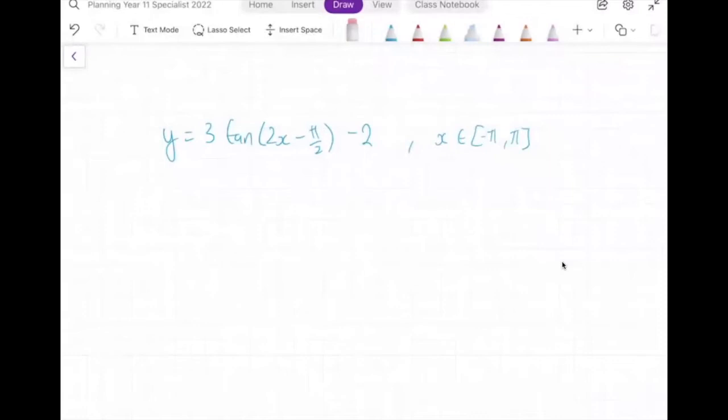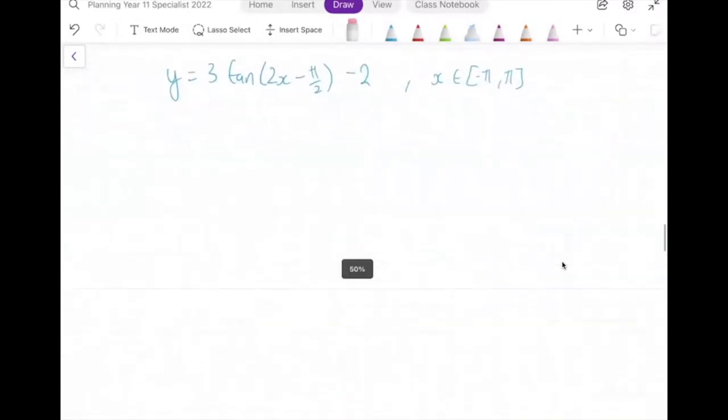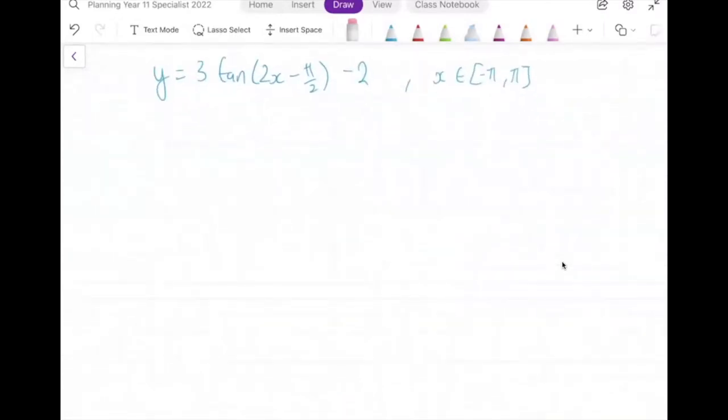So here's my function. I've chosen a little bit of a more challenging one. The ones in the textbook over here I thought were a little bit too straightforward. So I thought let's do one that has a bit of everything as well. Now we don't necessarily need to do this in steps, but let's just put some steps out to make our life a little bit easier and make it a little bit more methodical.